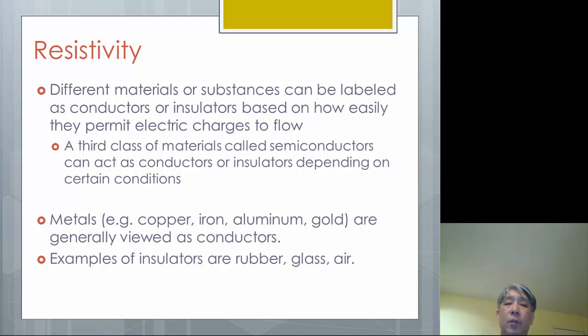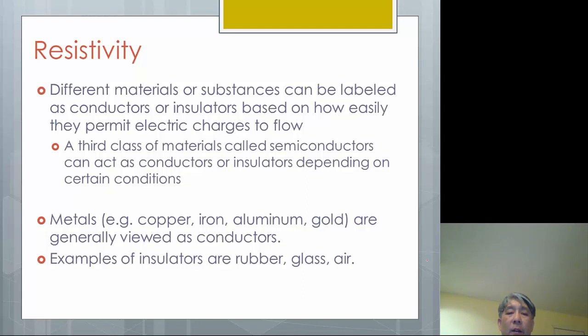There is also a third class of materials besides conductors and insulators that is called semiconductors. These materials can act as conductors or insulators depending on certain conditions. We're not going to go into great detail about how a semiconductor works, but it is important to understand that some of the special resistors that we'll be looking at, as well as transistors and diodes that we'll talk about later, are made out of semiconductors.